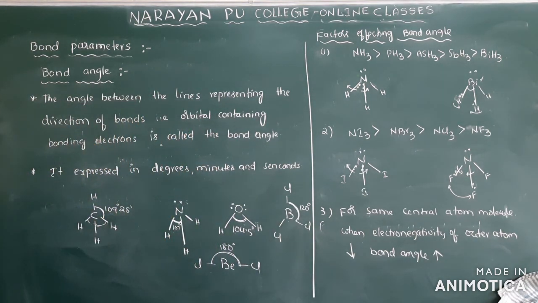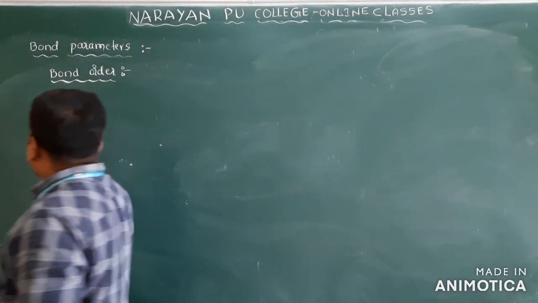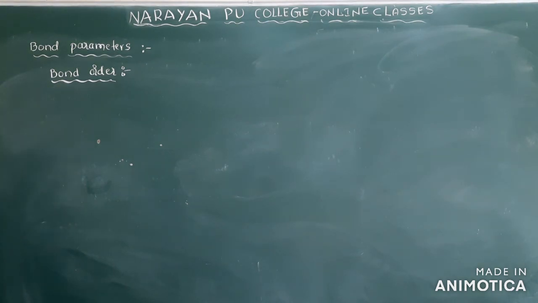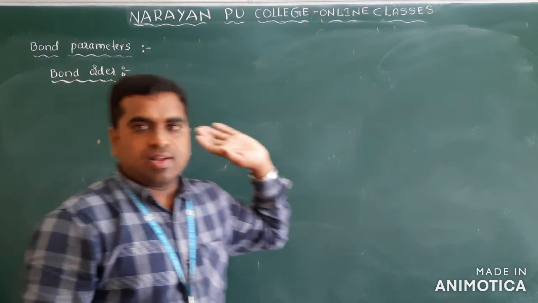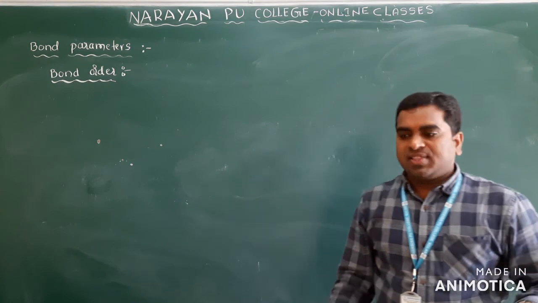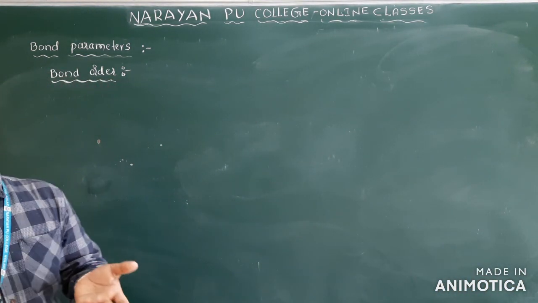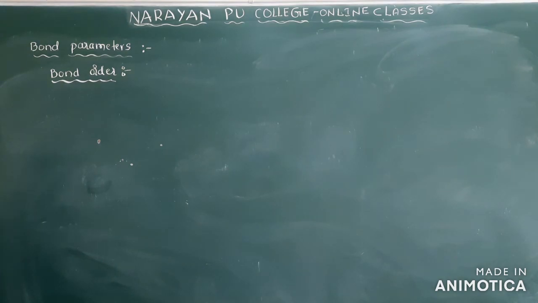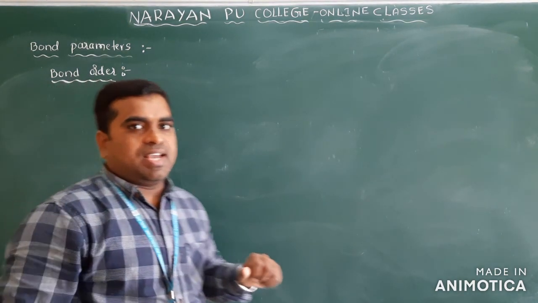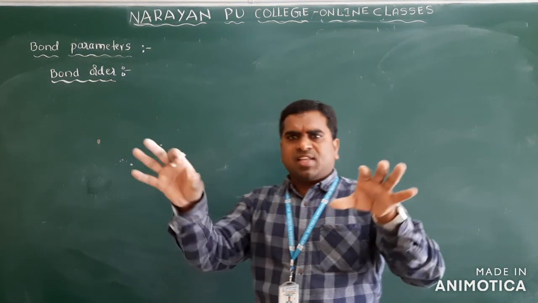Okay. So the last bond parameter concept here is bond order. Clear? What does bond order mean? The number of bonds present between the two bonded atoms in a molecule. Clear? That will be called the bond order. How many bonds are there between the two atoms?